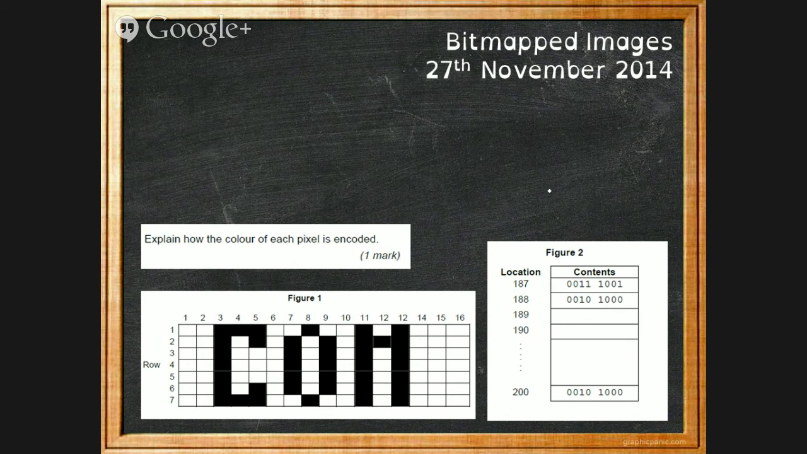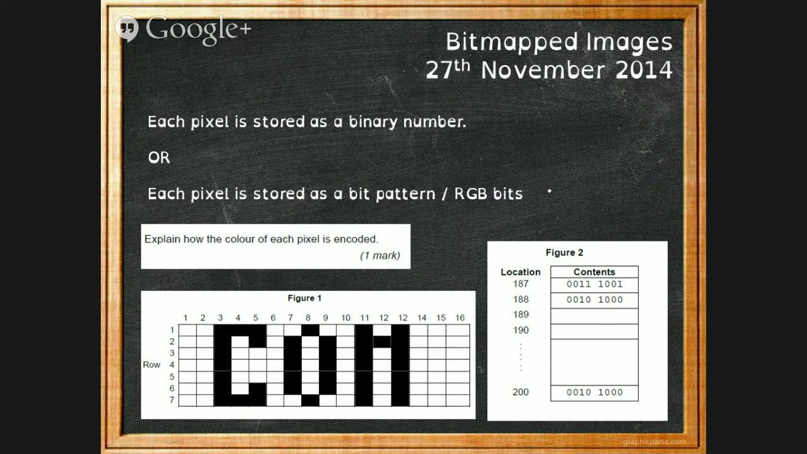So just think about the question just to start off. A bit pattern. So you could say, and there's a number of different things that they allowed in the mark scheme on that one, you could say each pixel is stored as a binary number. That's perfectly acceptable. Or you could say each pixel is stored as a bit pattern. It's better. Or each pixel is stored as a pattern of RGB bits, depending on what kind of image you're looking at. But specifically, each pixel is stored as a binary number or a bit pattern.